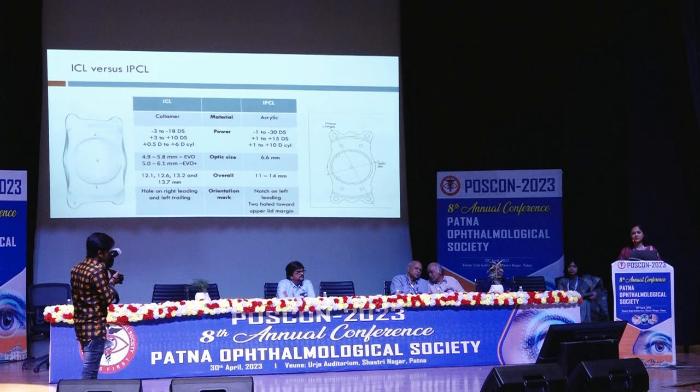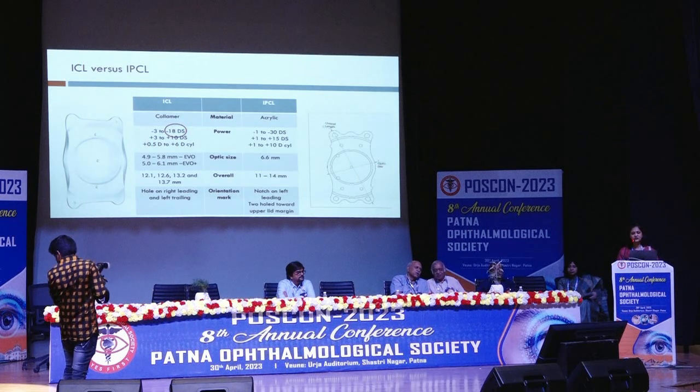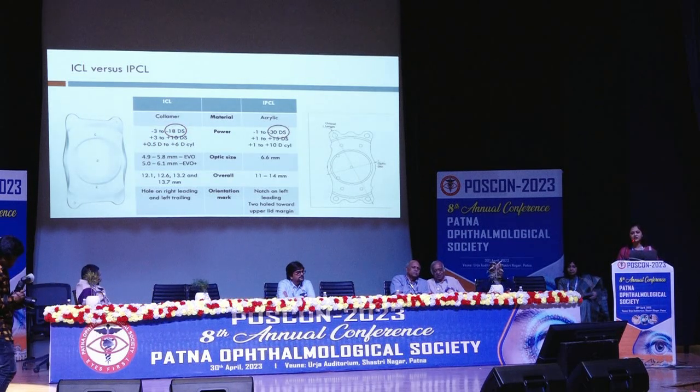The other lens which is commonly used by the practitioners is IPCL because that is more cost effective, produced by an Indian company, and also gives an advantage of correcting higher refractive errors up to -30, while ICLs can correct only up to 18 diopters.